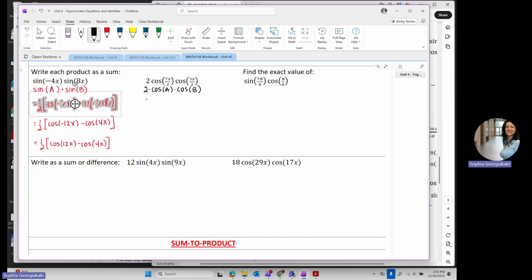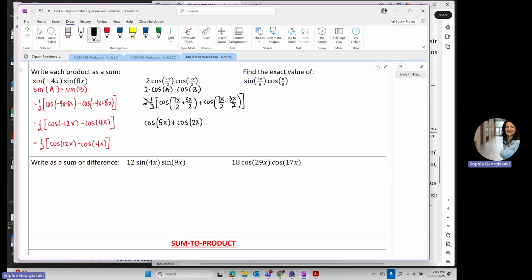There. So that will be 2 times 1/2. And in here I will have the cosine of the sum, 7x halves plus 3x halves, plus the cosine of the difference, 7x halves minus 3x halves. And the 2 and the 1/2 will go away. So I will have the cosine of 10x halves, which is 5x, plus the cosine of 4x halves, that will be 2x.